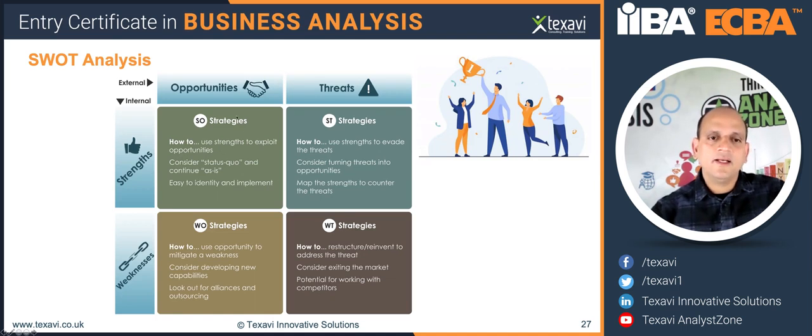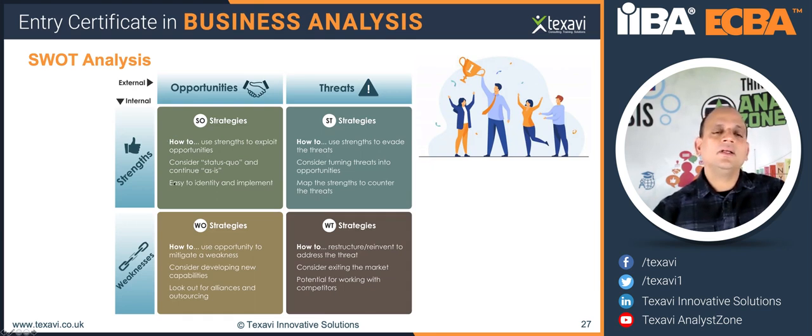So if you look at it this way, the 4 quadrants would be giving you what kind of strategies you can adopt to make use of the opportunities, to overcome the threats, to use the existing strengths, and then how you can understand and overcome the weaknesses that are currently in your organization. So the first one is actually a combination of the strengths and opportunities. It gives you how to use your strengths to exploit the opportunities. So you can perhaps consider the status quo and continue as is, because you're already strong in this, and have got an opportunity there.